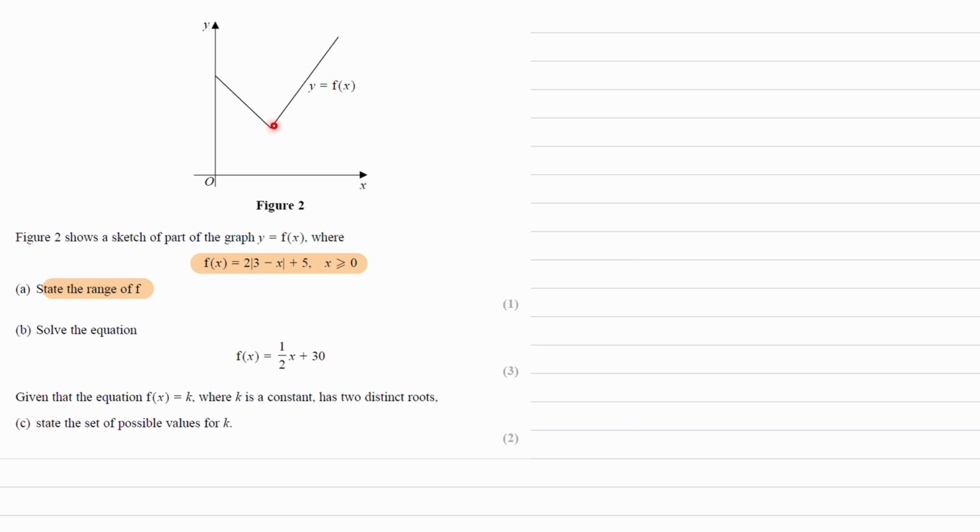To work out this point, we have to think about the transformations that have happened to a modulus x graph to make it what we have over here. Okay, so modulus x graph looks like this. The lowest point there is 0, 0. Before we proceed to the first transformation, let's rewrite what we have over here.